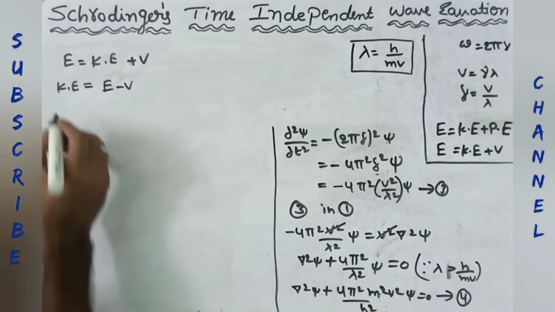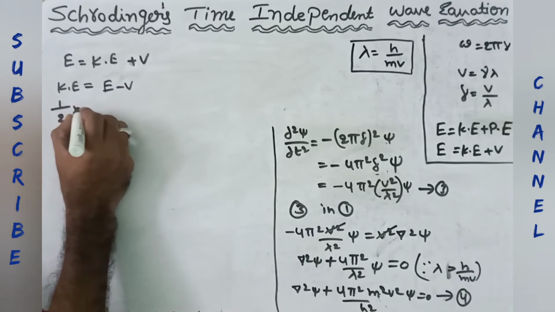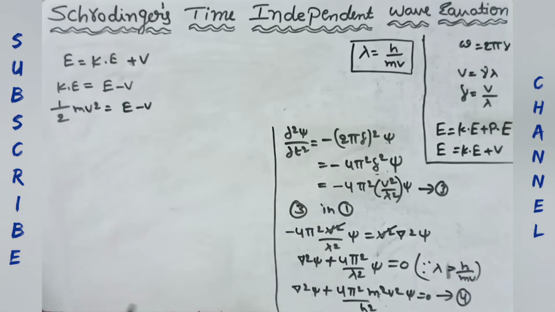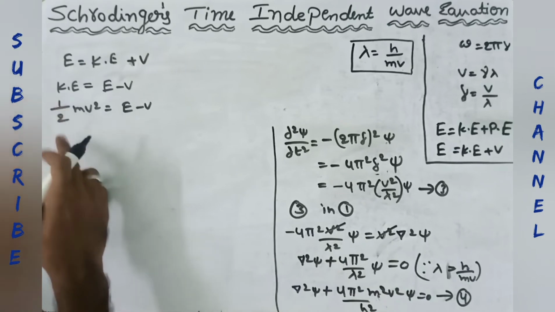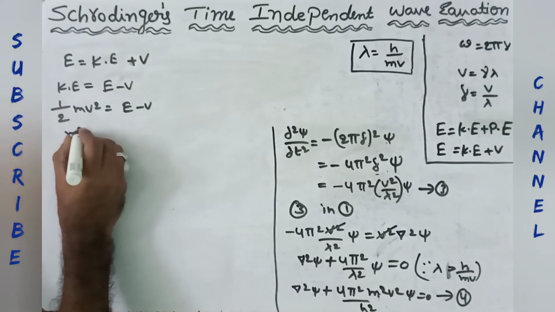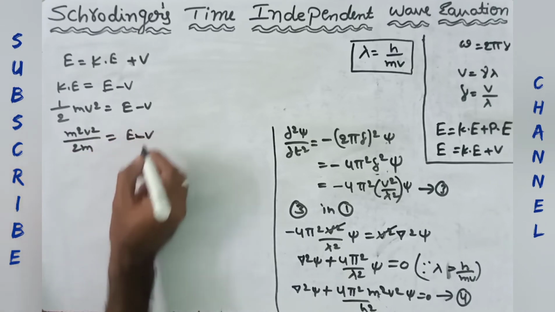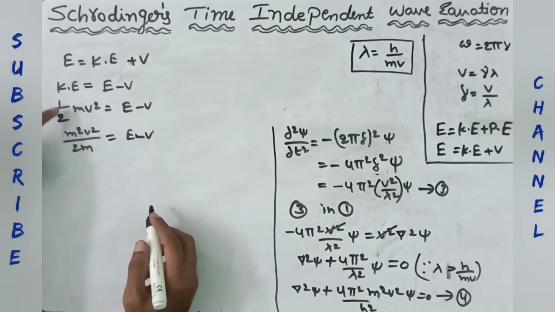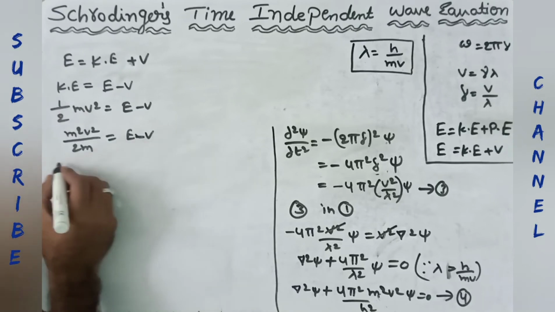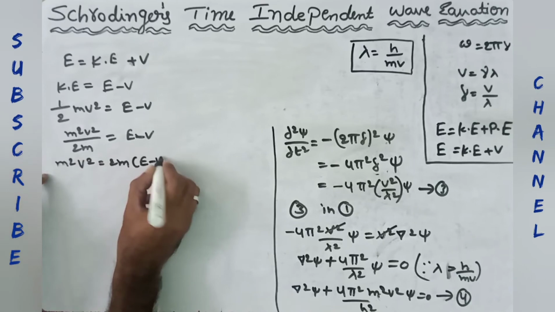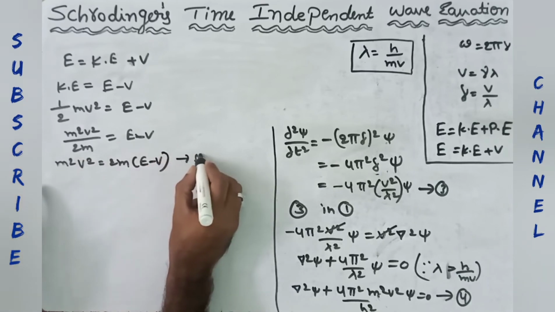We know that kinetic energy, half mv square, is equal to total energy minus potential energy. We have to eliminate m square v square, so we need m, so multiplying and dividing, m square v square by 2m is equal to E minus V. We cancel m, we get the same equation. Now we send this 2m to that side: m square v square is equal to 2m into E minus V. This is equation number 5.